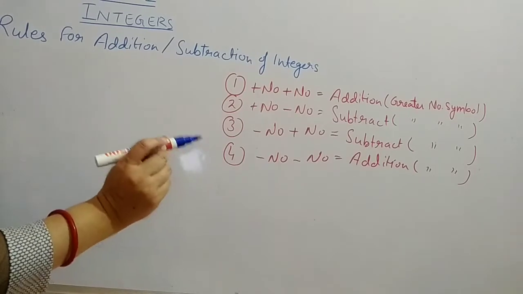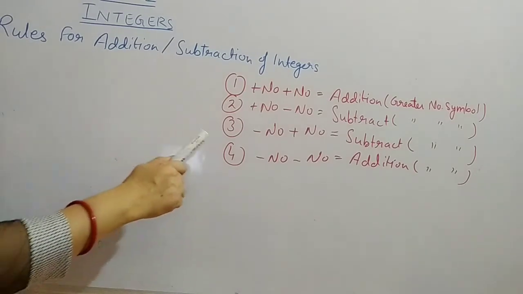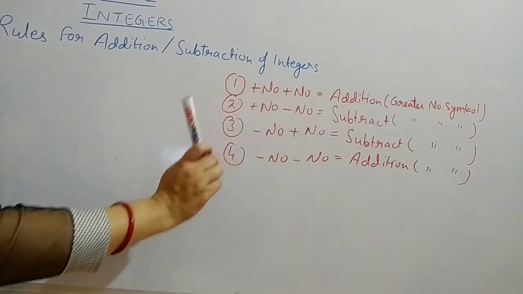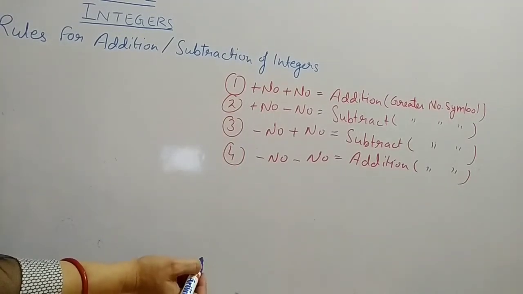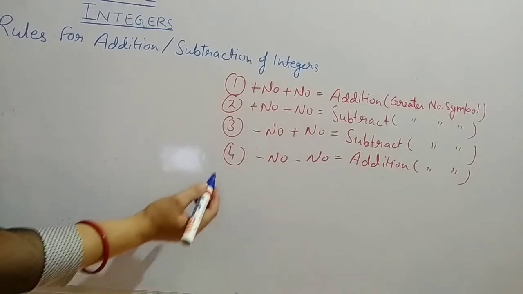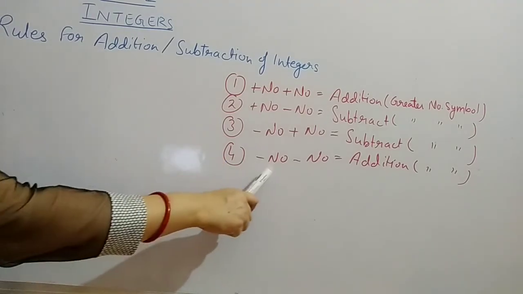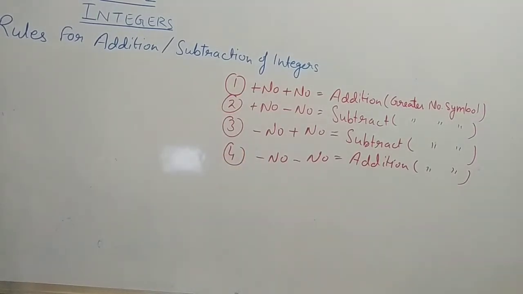Here, we have to see the numerically greater number. Third one: if the first integer is minus and the second integer is plus, then also we have to do the subtraction and the greater number's symbol will come. Fourth rule: if both the integers are negative, in that case we have to do addition and the symbol of the greater number will come. Now I am taking an example for each rule.